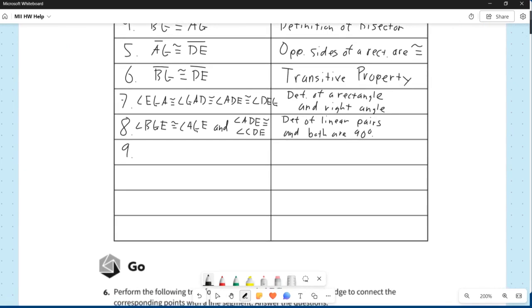So for statement number 9, we know that if we take BE squared, which was the hypotenuse squared, and if we subtract BG squared, we are going to get GE squared. And we know that from the Pythagorean theorem.